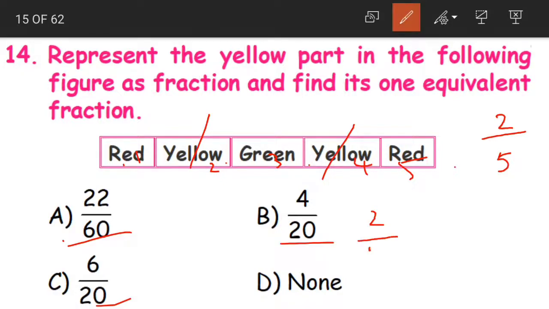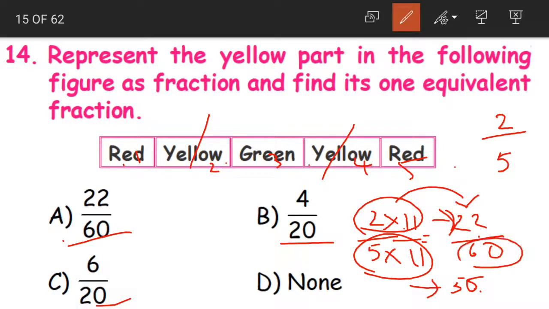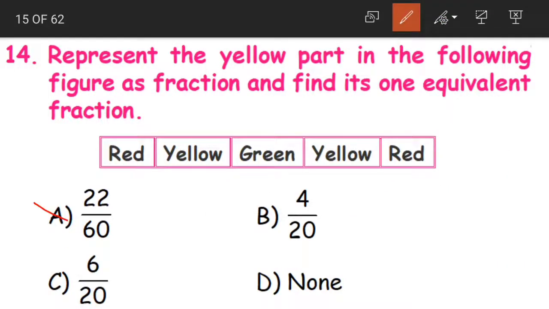Now which one among the given options is the equivalent fraction? The first one is 22 by 60. How can we check? How can we get 22? 2 into 11 is equal to 22. Now as I have multiplied the numerator by 11, I have to multiply the denominator also by 11. 5 into 11 is equal to 55. But here we are having 60. So this is wrong. Option A is not the equivalent fraction.